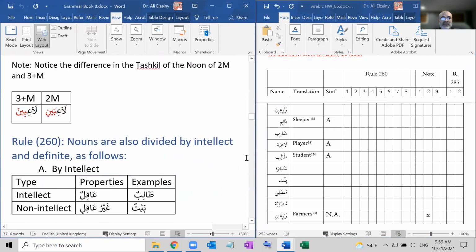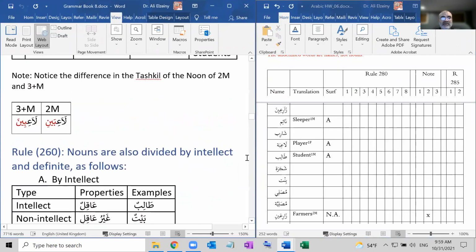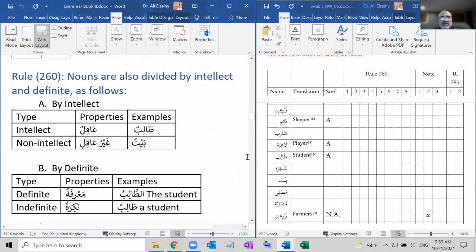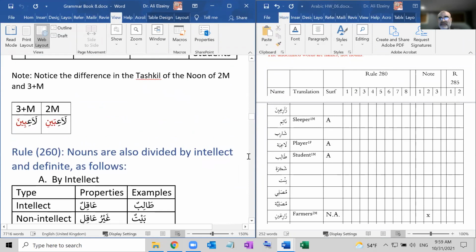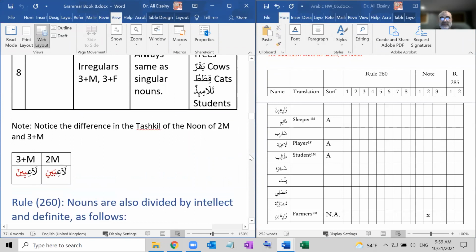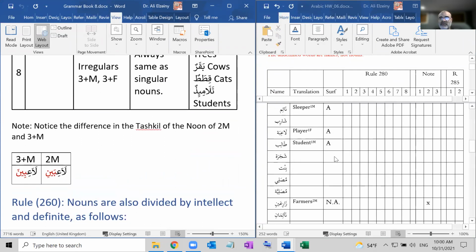You should also check rule 285 and the notes for table 250, for table 280. The notes, okay, so we'll come to that.